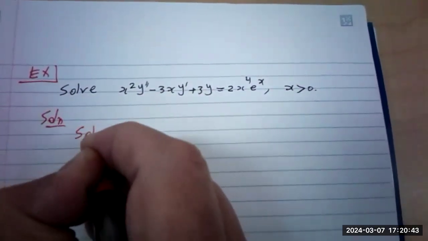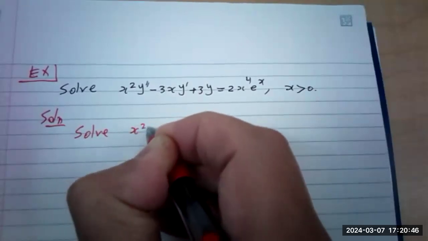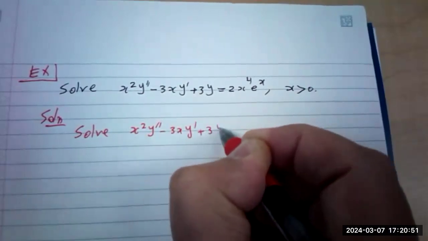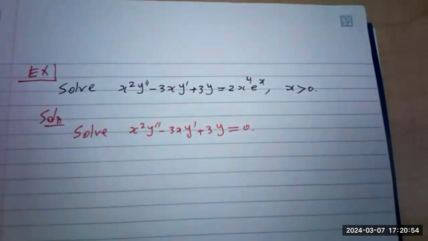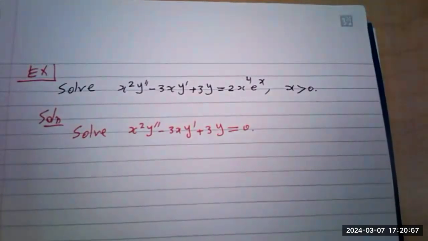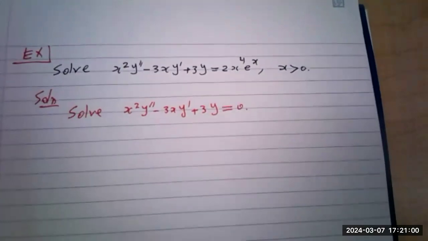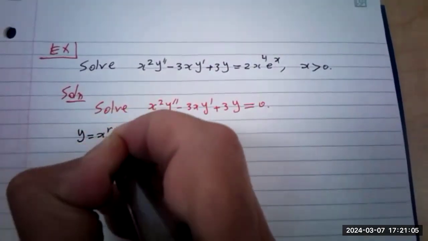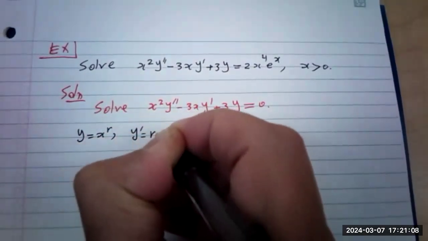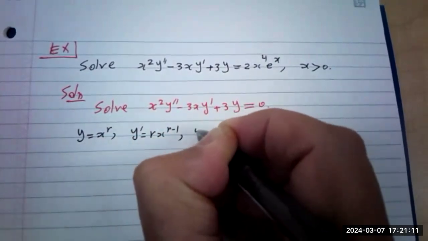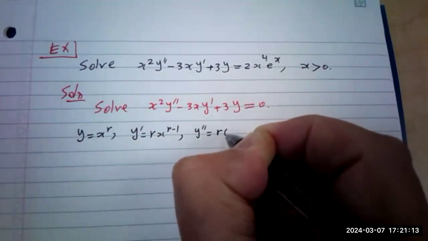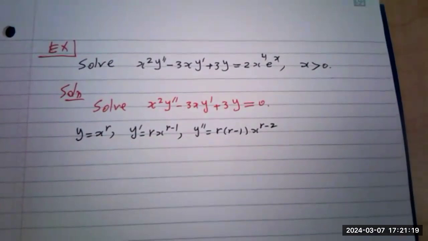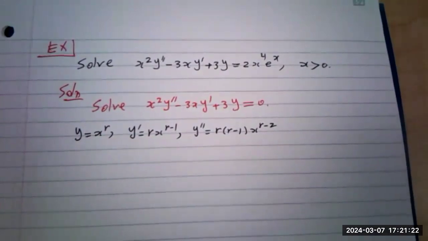Okay, so let's solve the homogeneous one first. Solve this equation first: x squared y double prime minus 3x y prime plus 3y equal to 0. You have to solve this one this time to get the yc. So go for it. Try y equals x to the r, so y prime is r x to the r minus 1, and y double prime is r times r minus 1, x to the r minus 2. Drop it into the equation, remove the x's, form the Cauchy equation.